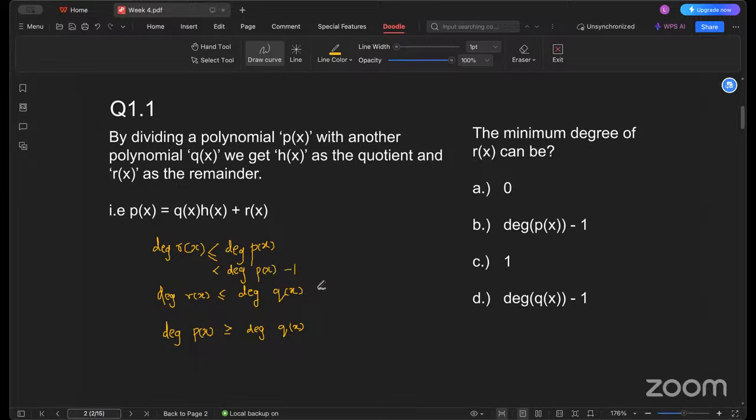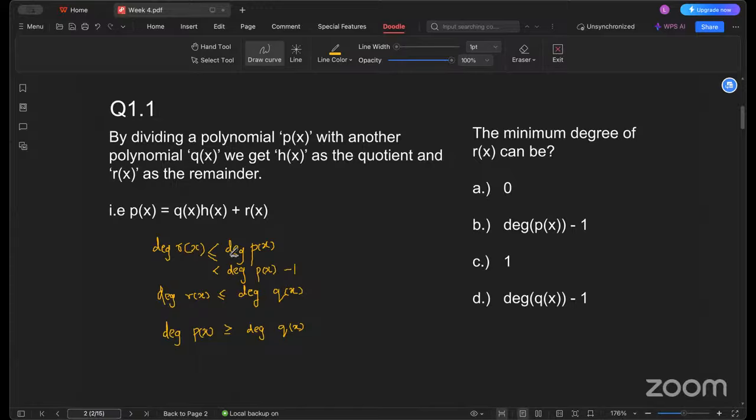Is this same as saying this? Less than or equal to. So degree of R of x is less than or equal to degree of P of x. So it is strictly less than degree of P of x minus 1. Can we say this? So degree of R of x, first of all, can it be equal to degree of P of x? Yes, ma'am, it can be.